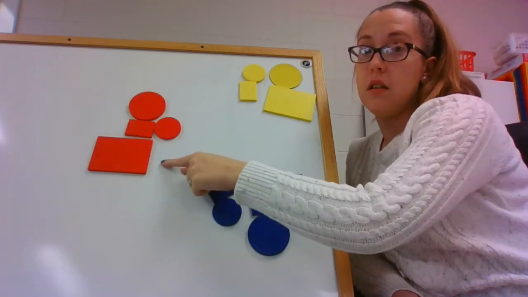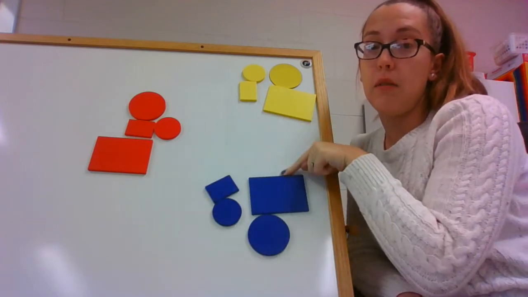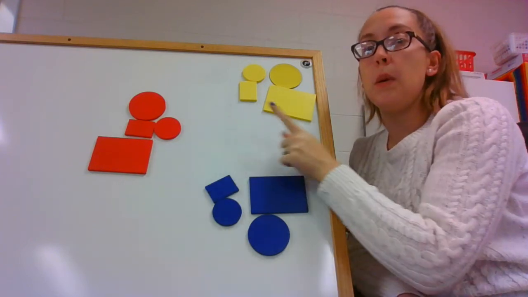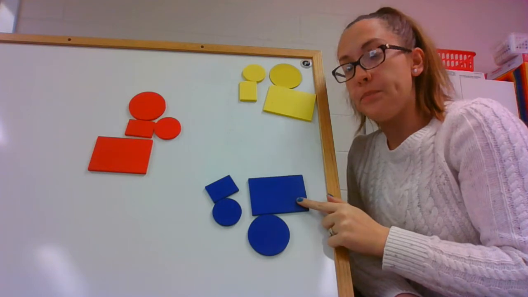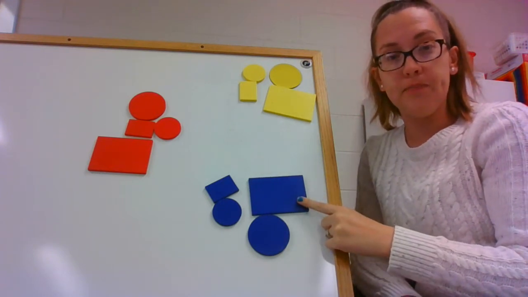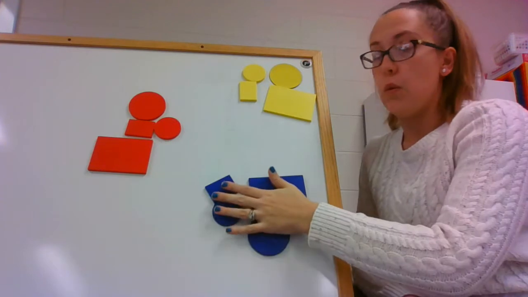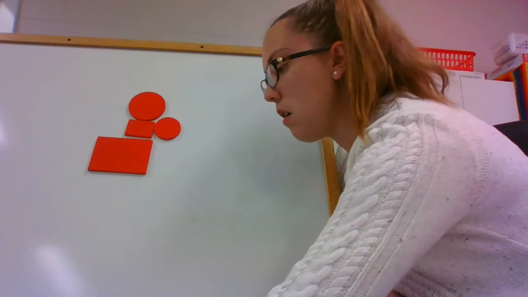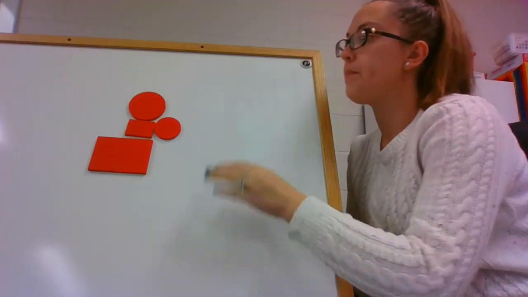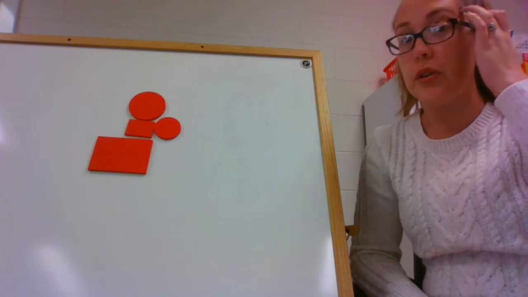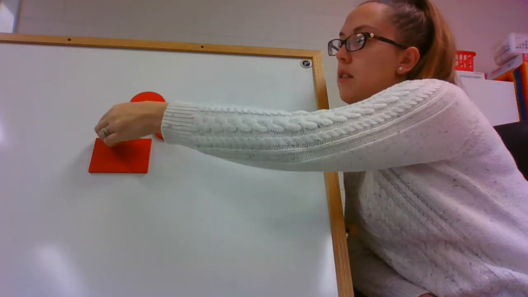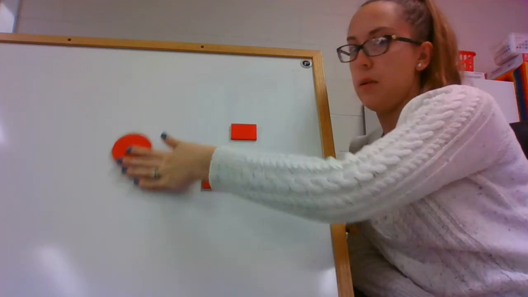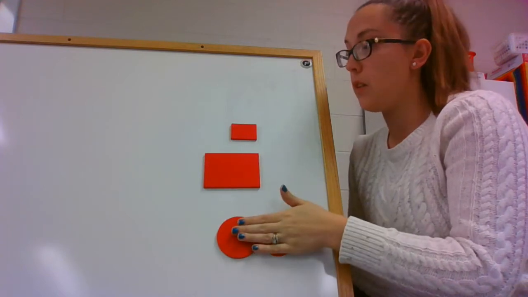Can you guess? I have a group over here, I have a group up here, and I have a group over here. Yeah, I sorted them by color. I have a red group, a yellow group, and a blue group. So we're going to start with the red group first. So I'm going to move my other shapes off the screen for now. What we're going to do first is work with our rectangles. So this is a rectangle and this is a rectangle. And I'll put my circles down here for now.